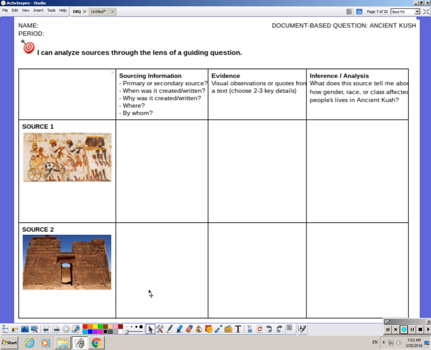So I'm going to show you an example using some of our sources from Mesopotamia. This is the chart that you'll be using today. So here's our learning target. On this chart, I've chosen two visual sources for you to analyze. These are sources 1 and 2, posted on Schoology.